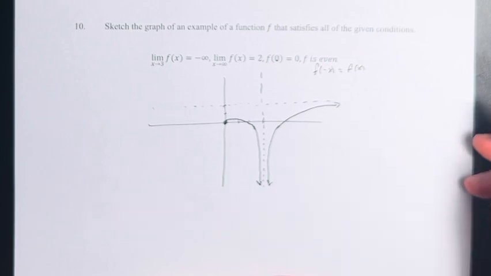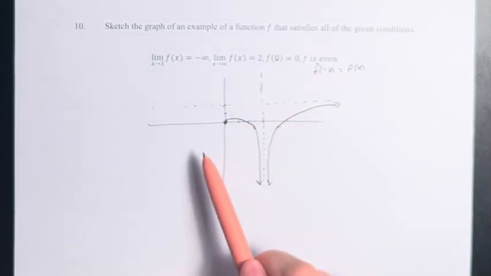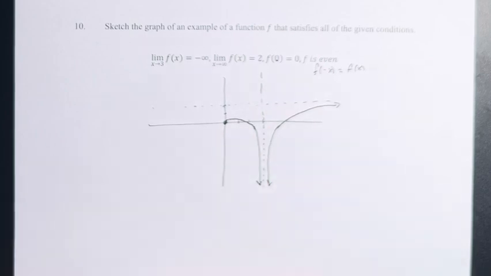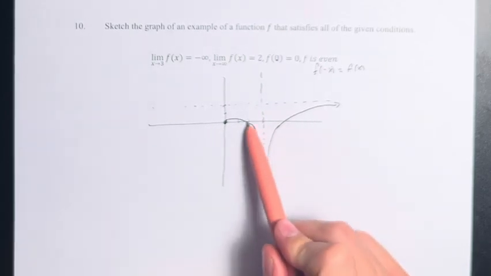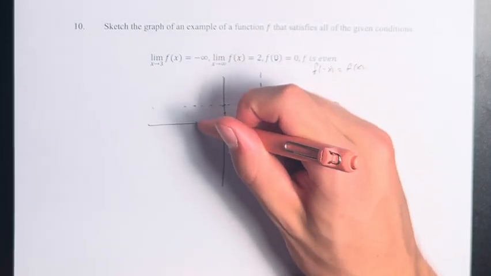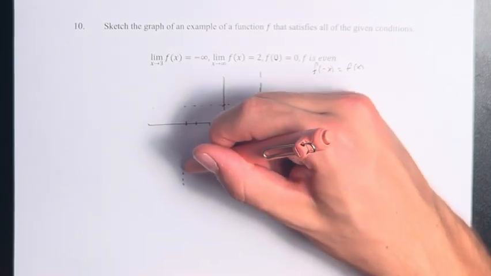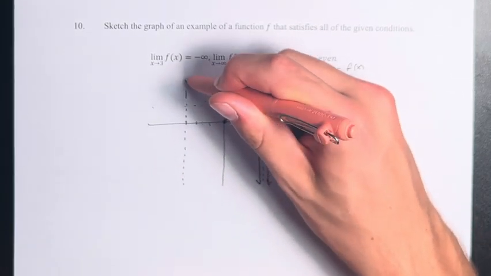And then what we can say is, okay, f is even. That means we just have to mirror what's happening here on the other side. So instead of 3, we're going to have negative 3. And that should be the only other piece of information, and then we can just sketch in everything.